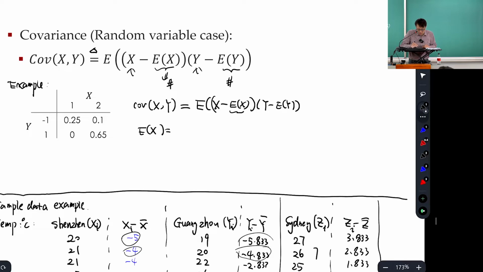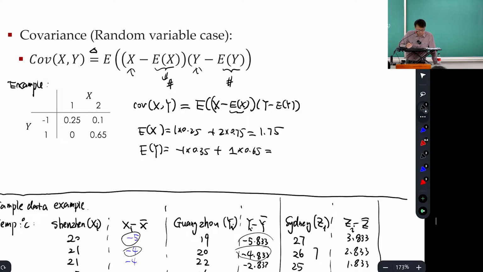EX, in this case, 1 times 0.25 plus 2 times 0.1, which is 1.75. Yeah, sorry, that's wrong, because you need to sum over all of this, right? The expectation of Y is -1 times 0.35. You need to sum over this row, plus 1 times 0.65, which is 0.3.